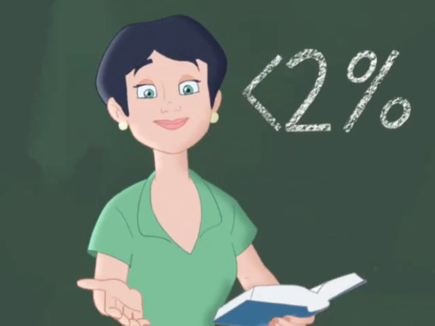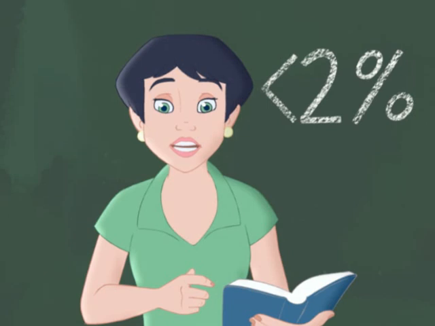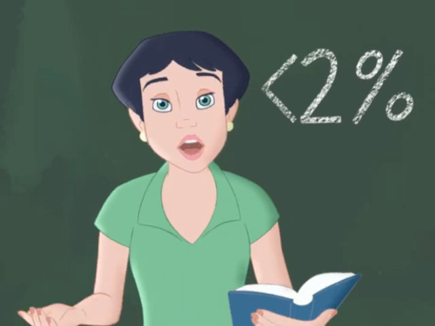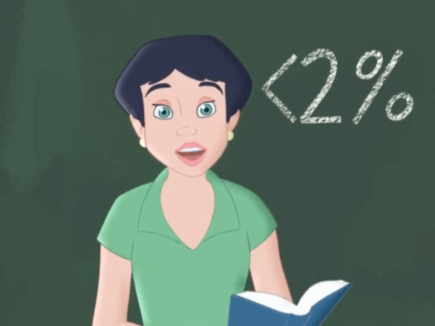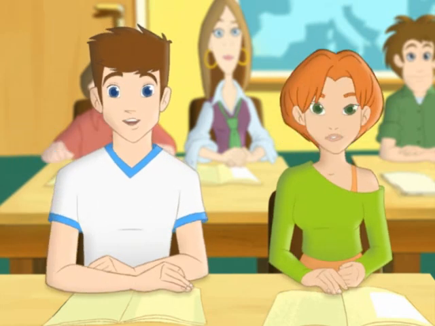Today we're going to talk about price stability. Price stability, as defined by the Governing Council of the European Central Bank, is the year-on-year increase in the harmonised index of consumer prices for the euro area of below 2%. Excuse me, can you explain that in simpler terms, please?